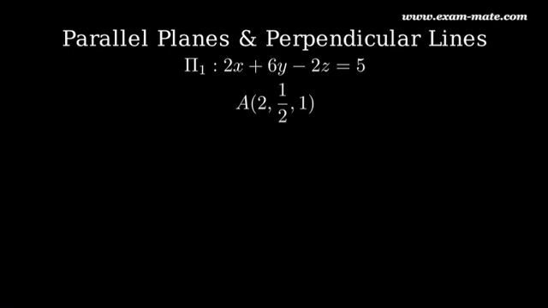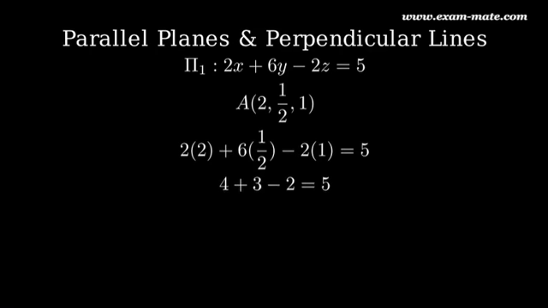Let's verify that point A lies on plane pi 1 by substituting its coordinates. When we plug in x equals 2, y equals 1/2, and z equals 1, we get 2 times 2 plus 6 times 1/2 minus 2 times 1 equals 5.